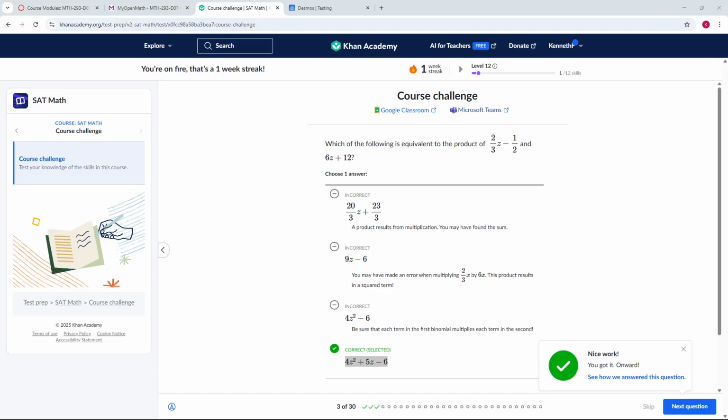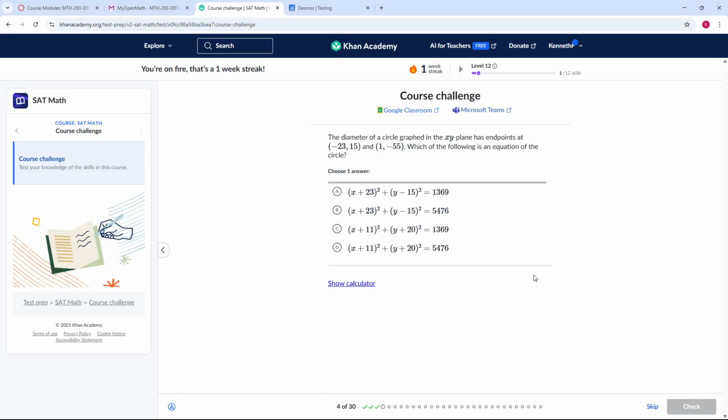The diameter of a circle graphed in the xy plane has endpoints at negative 23 over 15 and 1 over negative 55. Well, the first thing I'm noticing is that it wants us to find the center. Now, the best way to do this is to add up the endpoints, like negative 23, because this is a diameter. The diameter contains the endpoints, right? But they're not just random endpoints. They are the diameter. They make up the whole, or twice the radius of the circle. And that's important because you need to find the radius of the circle to do the question.